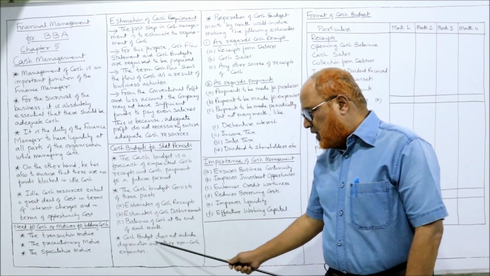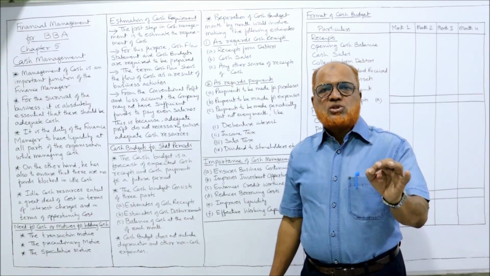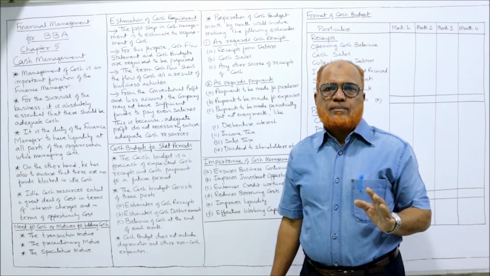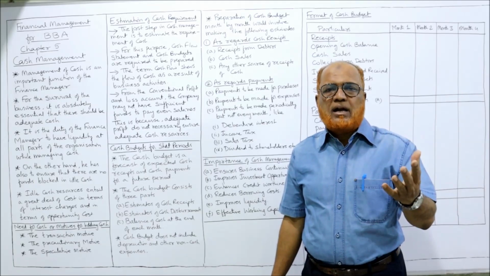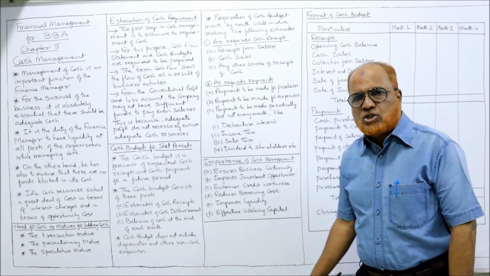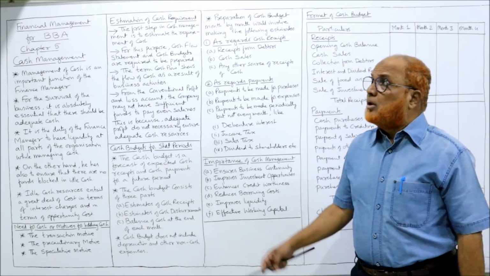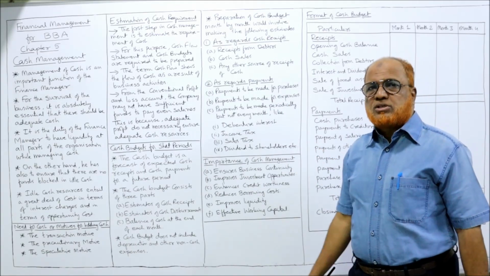So cash balance does not include depreciation and non-cash. The cash budget consists of only cash items. Any non-cash item like depreciation or bad debts, these items will not appear in the cash budget. That's all. Now, preparation of cash budget month by month would involve making the following estimates.